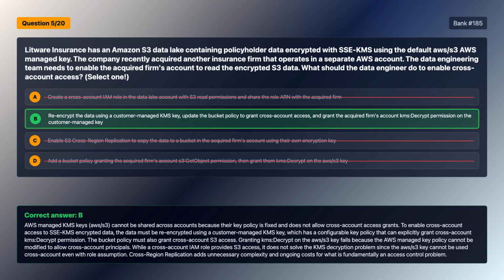Granting KMS decrypt on the aws/s3 key fails because the AWS managed key policy cannot be modified to allow cross-account principals. While a cross-account IAM role provides S3 access, it does not solve the KMS decryption problem since the aws/s3 key cannot be used cross-account even with role assumption. Cross-region replication adds unnecessary complexity and ongoing costs for what is fundamentally an access control problem.